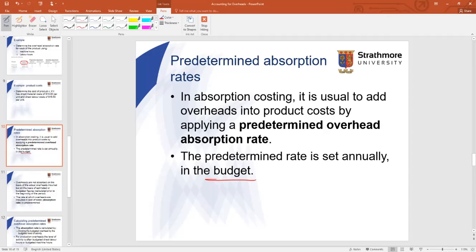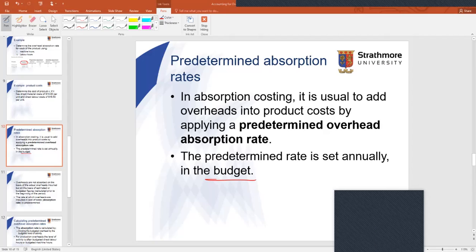It does not mean that you cannot get the actual absorption rate. You can get it. However, when it comes to product costing, we use the predetermined rate. That's what I apply in reality.